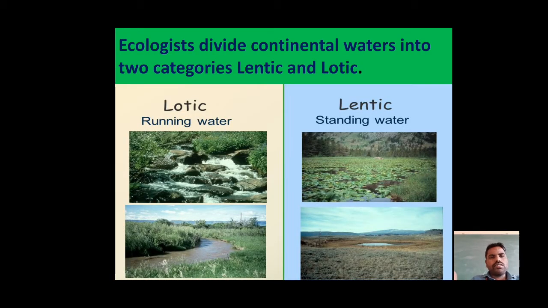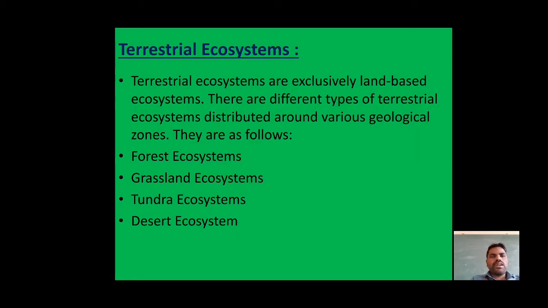Next one, the terrestrial ecosystem. Terrestrial ecosystem means a land-based ecosystem. If we go to different countries, we will see different kinds of people, animals and plants. Based on that, we have classified the terrestrial ecosystem as forest ecosystems, grassland ecosystems, tundra ecosystems and desert ecosystems. Terrestrial ecosystems are exclusively land-based, and there are different types distributed around various geological zones. We will discuss them one by one. First one, forest ecosystems.